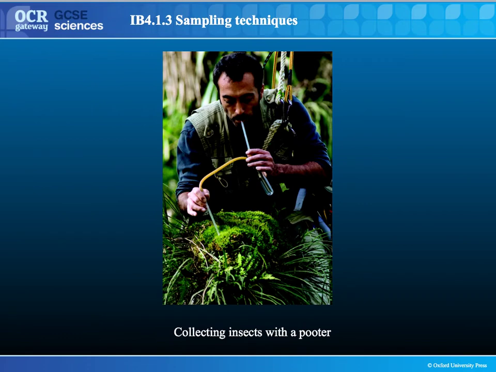Now, this is a piece of equipment called a pooter. As you can see, we've got this item here, which is usually a jar or a test tube as shown in the picture, and we've got a suction part where the person using it can apply suction to this tube. Then this part of the tube here can be put over the insect that we're wanting to catch, and the suction would suck the insect up through the tube and into the container here for observation and counting.